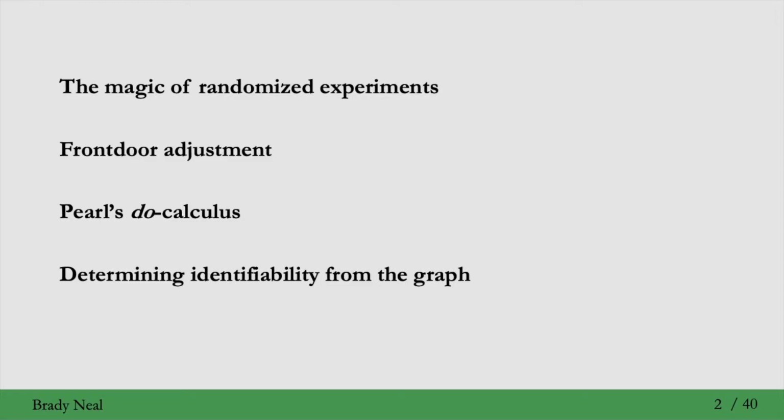Here is the outline of this lecture. Before we get to more general identification, we're going to revisit randomized experiments and explain why they're so magical, why randomized experiments make causal inference easy. Then we'll cover the Frontdoor Adjustment, which is another easy graphical adjustment like the backdoor adjustment, but it's still not the only way to identify causal effects.